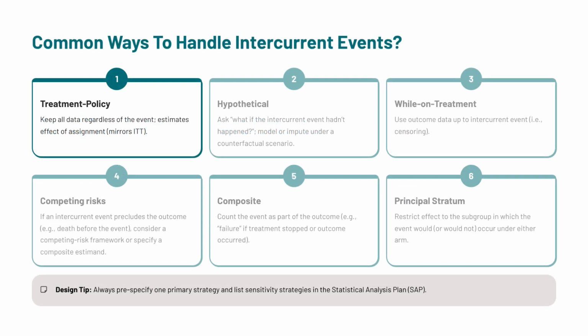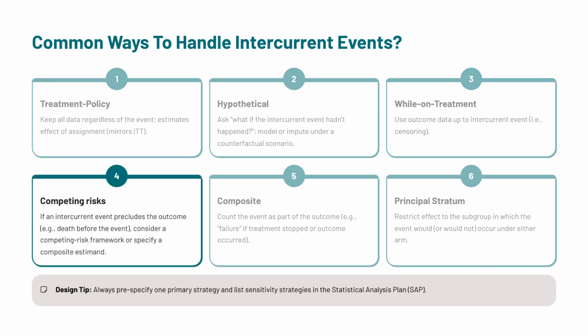Treatment policy means we analyze everyone in the group to which they were assigned, and we keep all outcome data even if participants stop or switch to another treatment. Hypothetical asks what results would look like if the event hadn't happened, and we model that scenario. While on treatment uses data only while participants stay on the assigned treatment, then we stop using data at the event. If that censoring might be related to prognosis, we plan methods to address it.